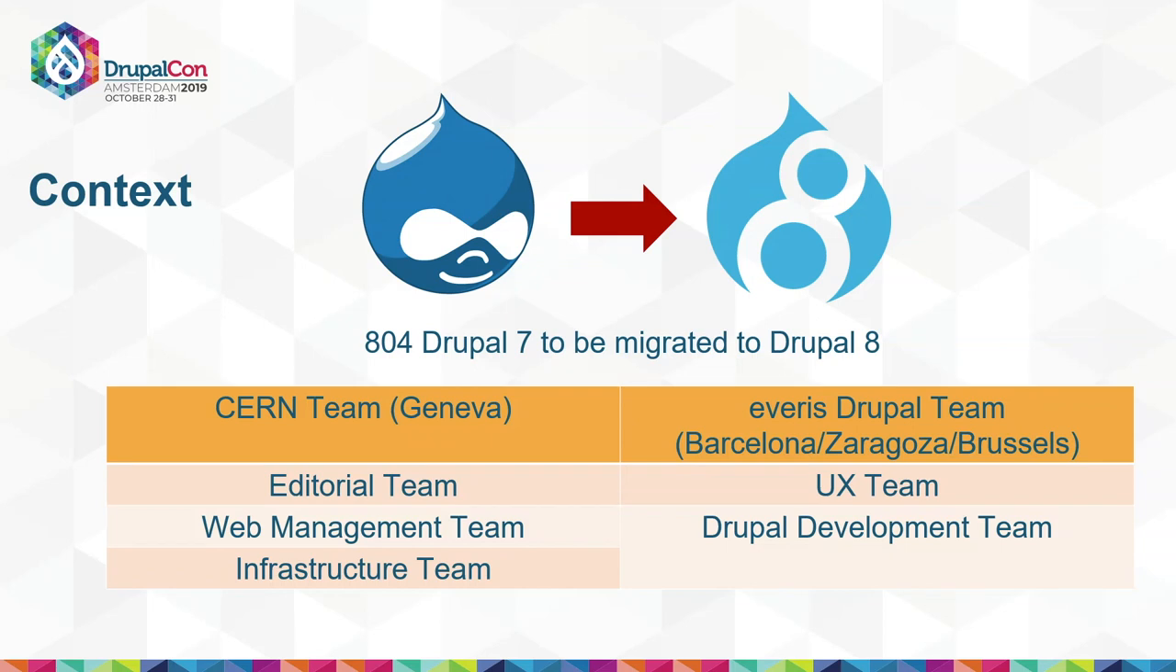This project was performed by different teams. We worked together with the CERN teams based in Geneva, and the Everis team based in Spain and also in Belgium. We were distributed in 3-4 different cities depending on the time of the project.